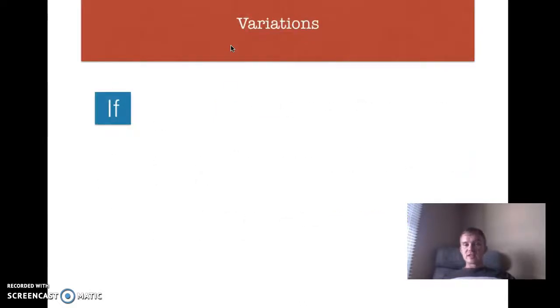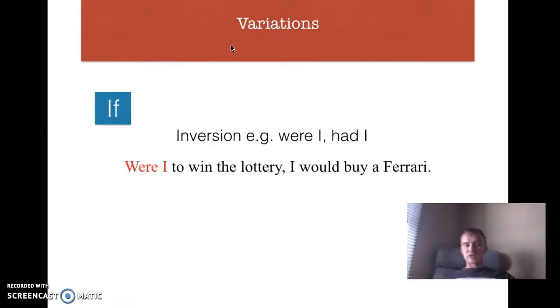In fact, there are a number of variations on if. Inverting is okay. So for example, were I or had I, instead of just saying if I were or if I had. And this is possible. Were I to win the lottery, I would buy a Ferrari.